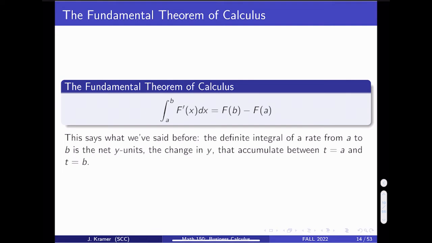The fundamental theorem of calculus part 1 says that the integral from a to b of f prime of x dx is equal to F of b minus F of a. Capital F of a and F of b are the antiderivative. This says that what we said before, the definite integral of a rate from a to b is the net y units, which is the change in y that accumulates between t equals a and t equals b.